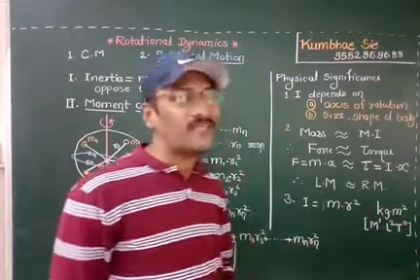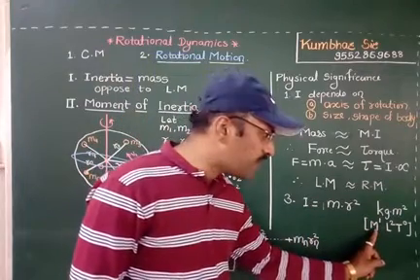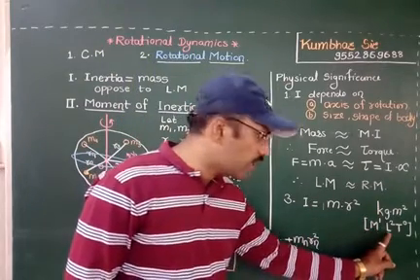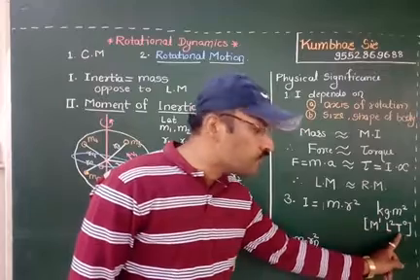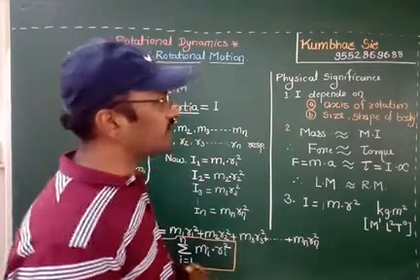Then what are their dimensions? Now, the dimensions of moment of inertia are M raised to 1, L raised to 2, T raised to 0. Now, the second physical significance.